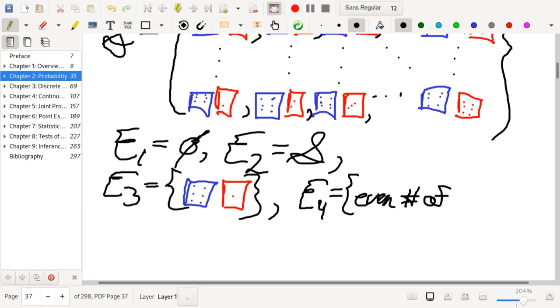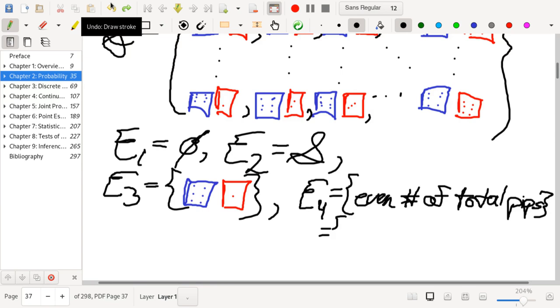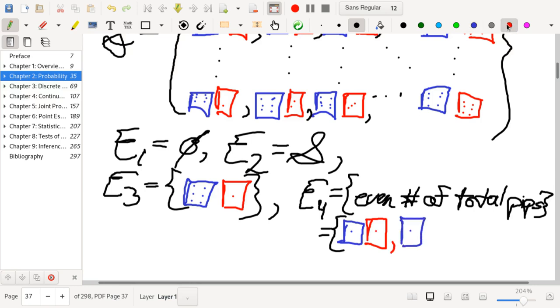So, let's translate this into something a little bit more mathy. There's a whole bunch of outcomes for this, where we could say that the blue die is a 1, and one outcome is that the red die is also 1. We could have the blue die be 1 and the red die be 3, that has an even number of total pips. We can just keep going on with this.